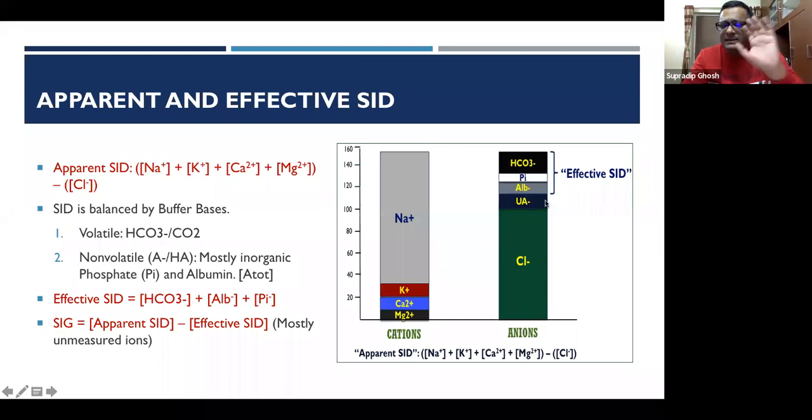Let's recollect it again. Sodium plus potassium plus calcium plus magnesium minus chloride, this is your apparent SID. Whereas effective SID is nothing but bicarbonate plus phosphate plus albuminate. And the difference between these two is nothing but our unmeasured anion, which is also known as strong ion gap, or SIG. I hope it is clear.